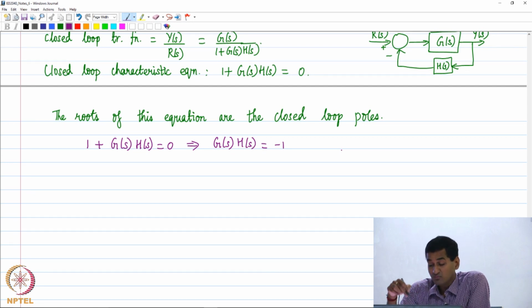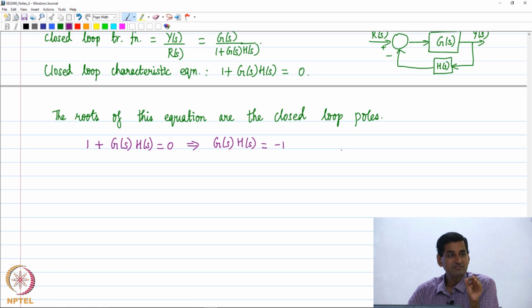So what can we infer from this? That any value of s that makes the value of the open loop transfer function equal to minus 1 is a closed loop pole. Do you agree? Correct. So that's another way of interpreting what it says: a value of s would qualify as a closed loop pole, and we are going to use this repeatedly to our advantage, as we will see shortly. Please note that s is a complex variable, and G of s H of s is a complex valued function.